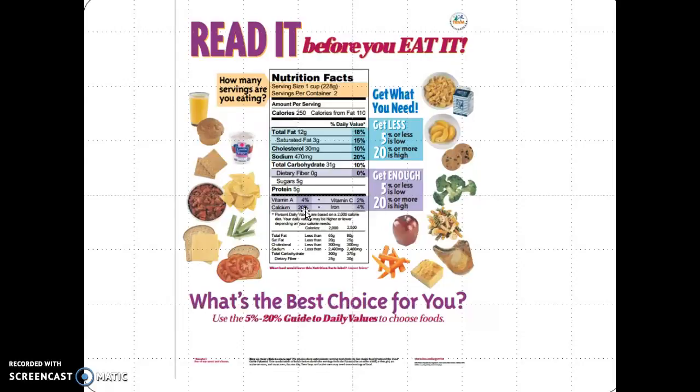If you see, oh, this has 20% calcium, that's pretty high, so that's probably a good calcium source. But you see it has less than 5% of iron, it's probably not a great iron source. So this is an easy way to designate in your mind what's the best choice. So that's the 5-20 rule.